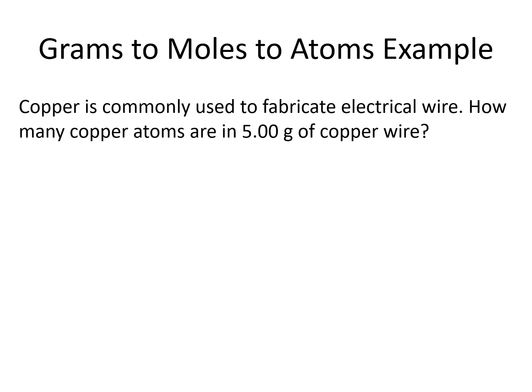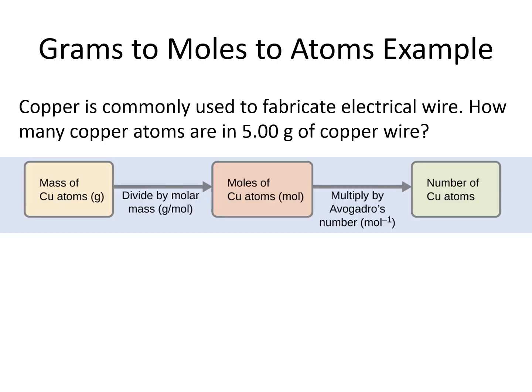We can combine our two types of calculations with moles together to go from grams to atoms or atoms to grams. We can't do it directly. We have to go through moles using two conversion factors. In our first step, we go from grams of copper to moles of copper by dividing by the molar mass of copper. And in the second step, we go from moles of copper to atoms of copper by multiplying by Avogadro's number. Again, you don't need to memorize whether to multiply or divide as long as you set up your conversion factors properly. In this example, we're finding how many copper atoms are in 5.00 grams of copper.